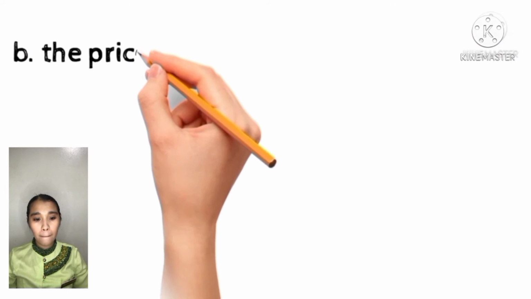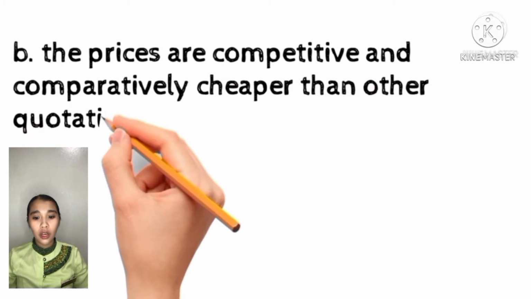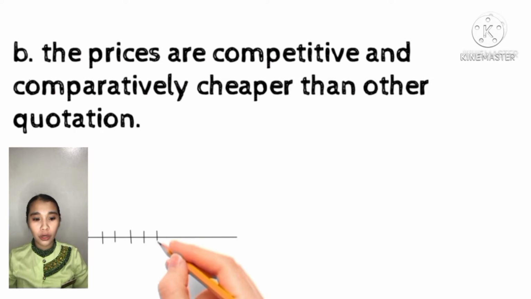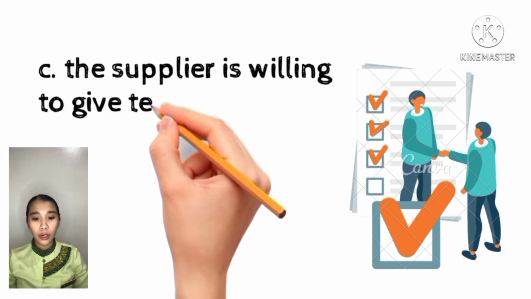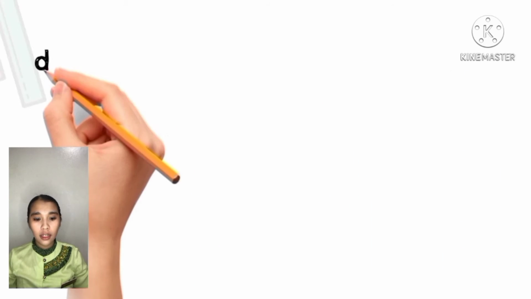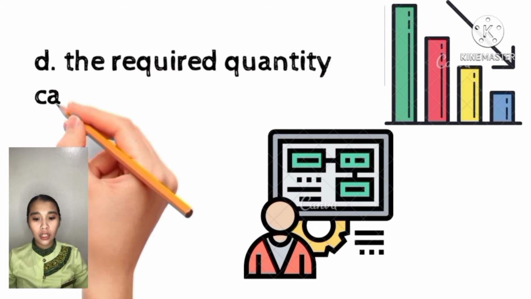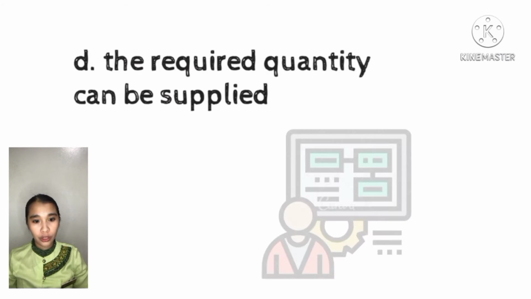Letter B is, the prices are competitive and comparatively cheaper than other quotations. Some of the prices are higher and some are cheaper than others. Next is, the supplier is willing to give terms, usually 1 month. The next is, the required quantity can be supplied, meaning the supplier has enough stock to meet the requirements. So the supplier must have enough stock to fulfill the required order.